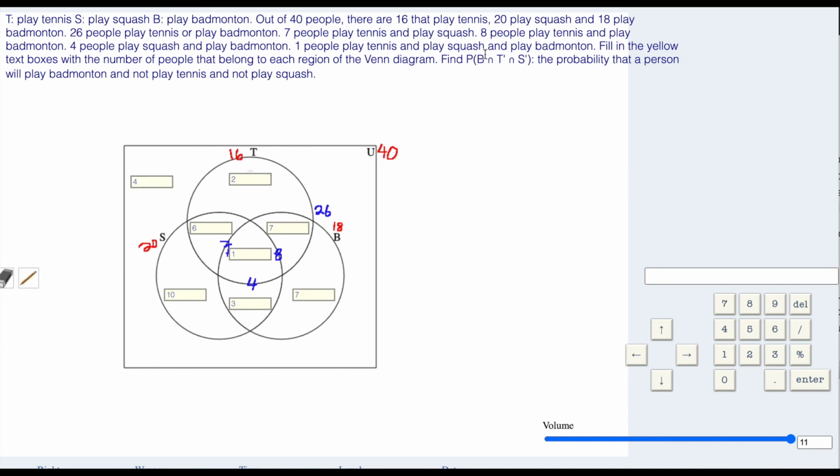We're looking at the probability of B and T prime and S prime. B is this region right here. What does that have in common with not T? So I'm just going to remove the parts that are in T, and not S, remove the parts that are in S. It is 7 out of the total 40. 7 out of 40 and enter.